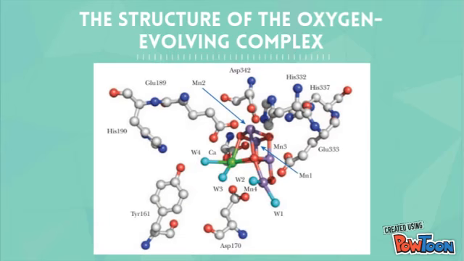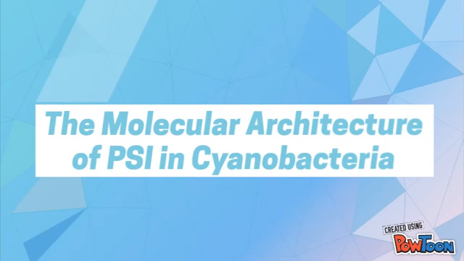This is the structure of the OEC. The active site contains 4 manganese atoms, 1 calcium atom, and 5 oxygen atoms. This cluster is stabilized by various amino acids shown in the figure. As protons are liberated from water upon its oxidation, they diffuse into the lumen where they contribute to the proton gradient. Next, we'll look at the molecular architecture of PS1 in cyanobacteria.